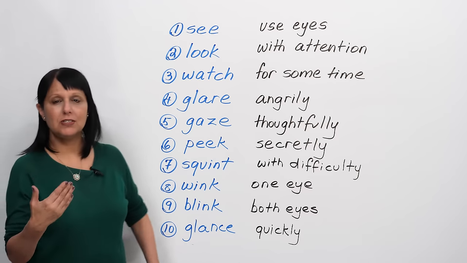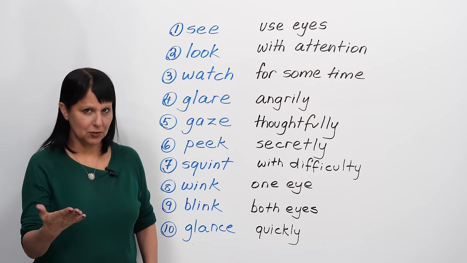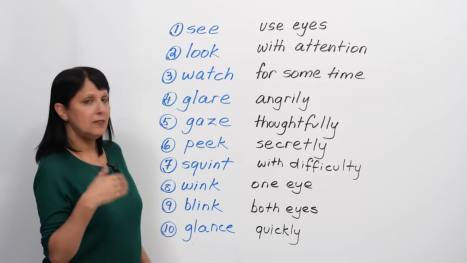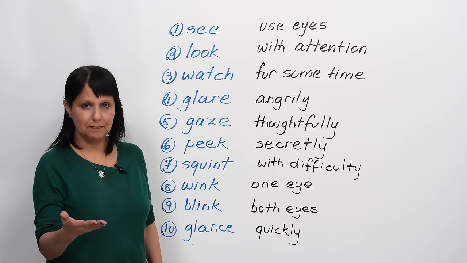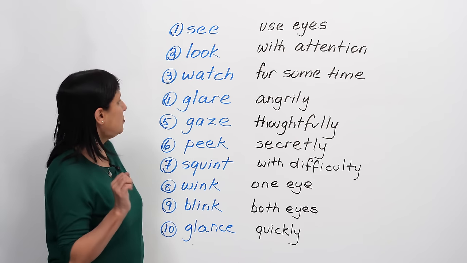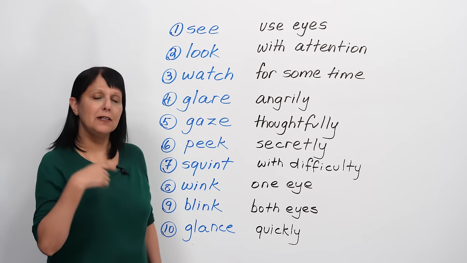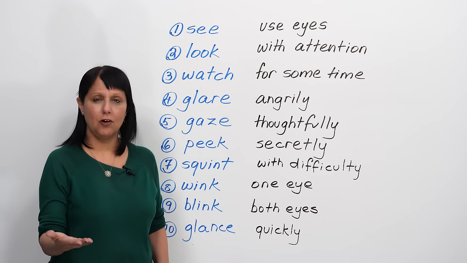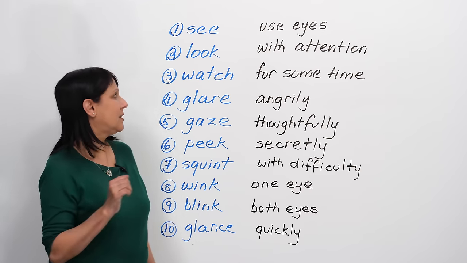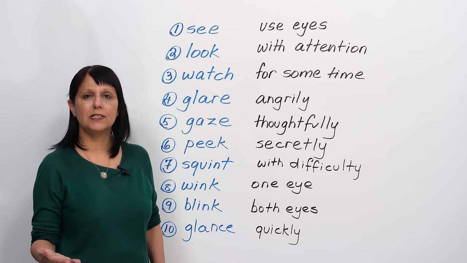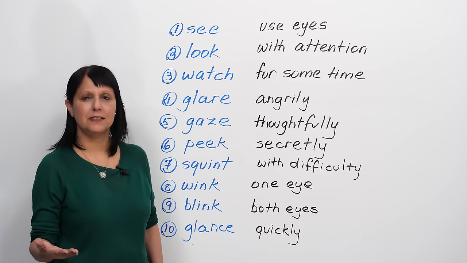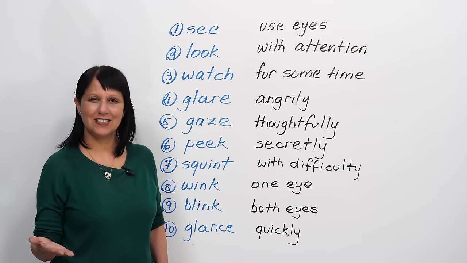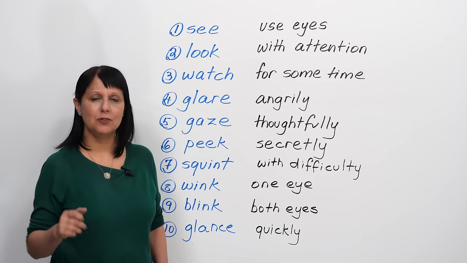So let's just first make sure that you can pronounce all these words, and then we'll review a little bit of the meaning. So repeat after me. See. We'll actually say them, and then I'll also say it in the past tense for you. Okay? See. Saw. Look. Looked. Has a T sound at the end. Watch. Watched. Also a T sound.